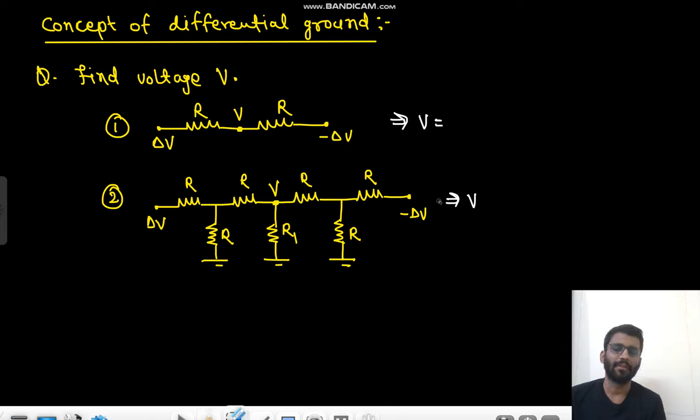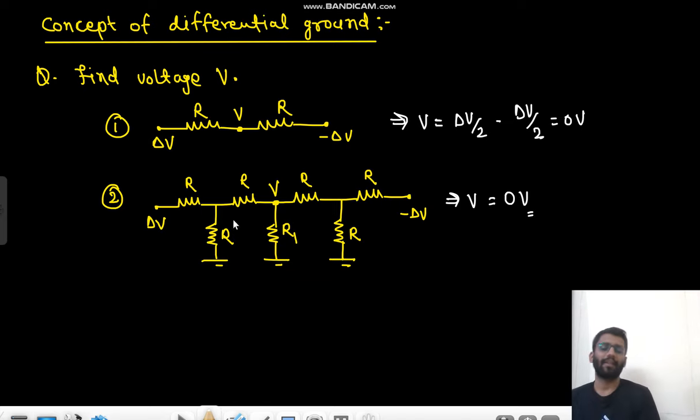I can write it in this manner. V equals delta V by 2 minus delta V by 2. It will be 0 volt. Here also, this will provide Z impedance, this will provide Z impedance. So it will be 0 volt as well. You can calculate it. Let us assume this one has Z impedance, this one has Z impedance. Just calculate it. You will get 0.